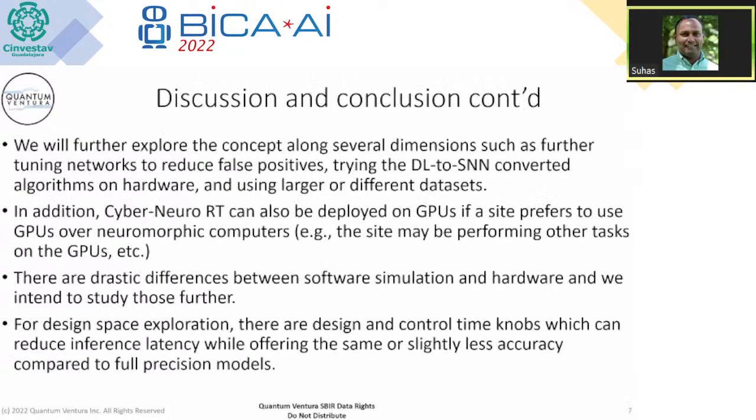There are a number of ways we can continue exploring this research, like tuning the networks to reduce false positives, trying the algorithms on hardware, and using larger, different data sets. One point to note is that in addition to using neuromorphic computing, we can also run the models on GPUs if a site prefers to do it that way rather than using neuromorphic computers. One thing we did learn is that there are differences between software simulation of the BrainChip and hardware running of the Intel, and we intend to study these further.